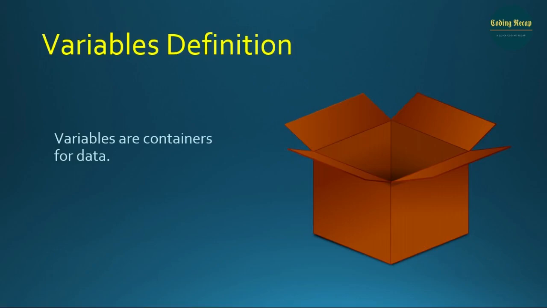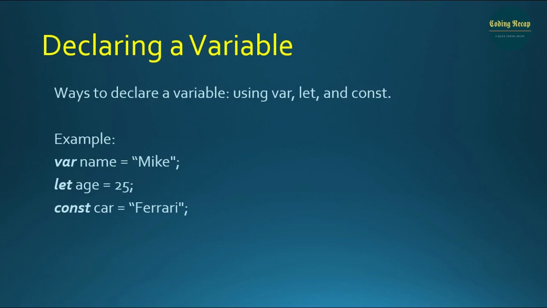Think of a variable as a container or a box that stores some information like a name, a number, or even an entire list of data. You can give this box a name and then use that name to access or change the value inside it whenever you need. In JavaScript, there are three main ways to declare a variable, using var, let, and const.